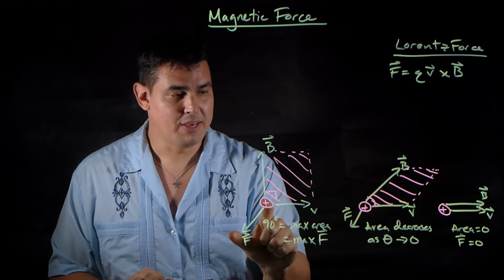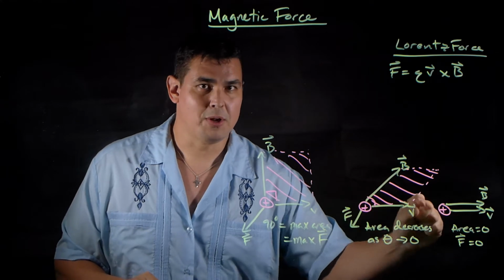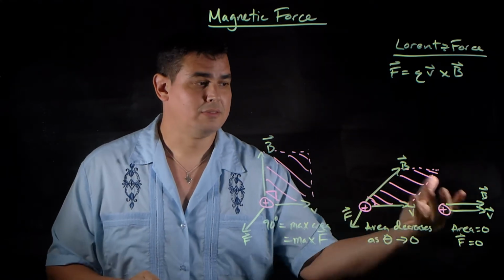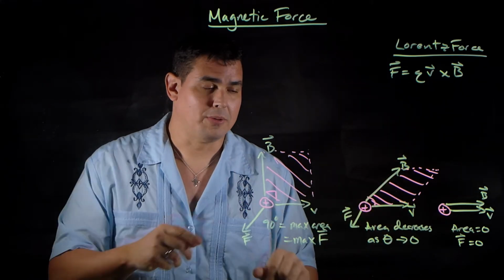See how over here it's big? Here it's getting smaller, and as these two vectors get closer together, smaller and smaller, until this point right here where there's no cross product, the force is zero, because those two are going to be parallel to each other.